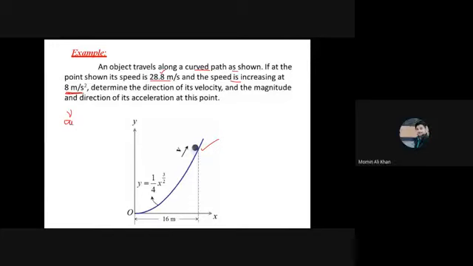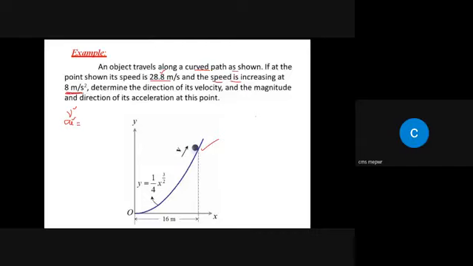Let's see again. The speed is increasing. They haven't used the word velocity, so the speed is increasing, which means the magnitude is increasing. This means a change in VT, which causes AT. So we have these two things. What are they asking? Determine the direction of its velocity and the magnitude and direction of its acceleration.